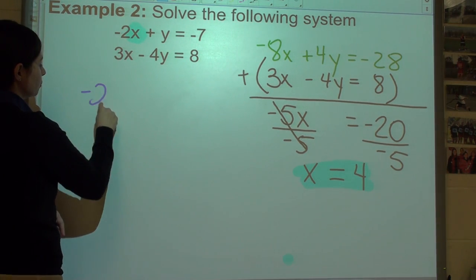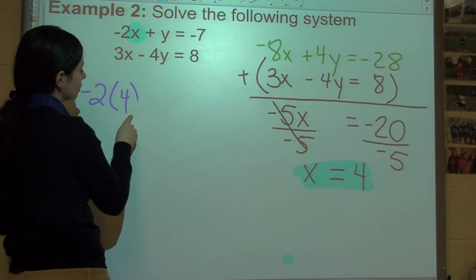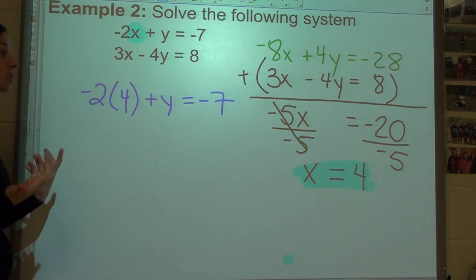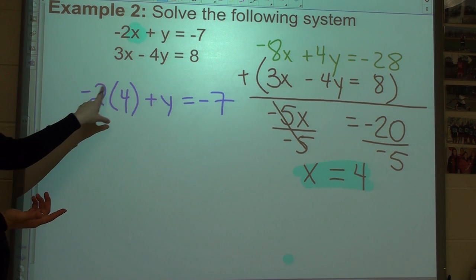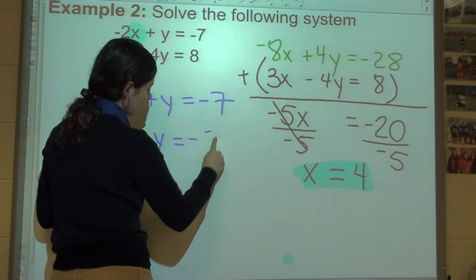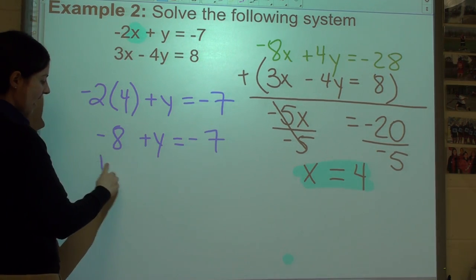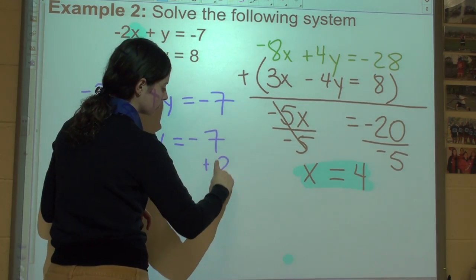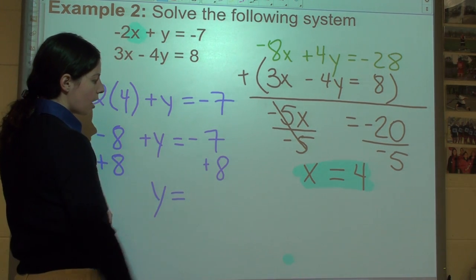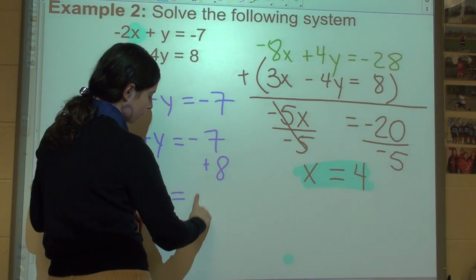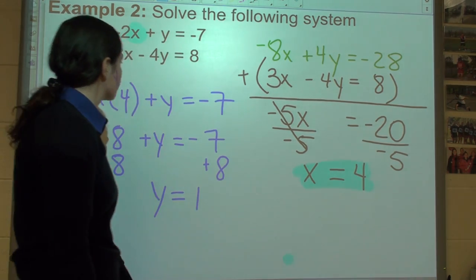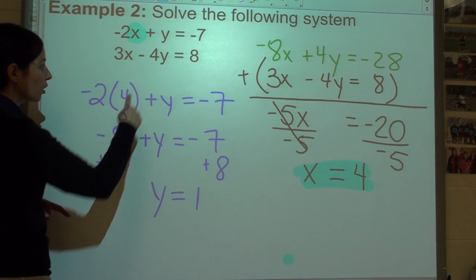So I have negative 2 times 4 plus y equals negative 7. And now we're going to solve for y. Negative 2 times 4 is going to give me a negative 8 plus y equals negative 7. I'm then going to add 8 to both sides. Negative 8 plus 8 cancels, so I'm just left with y. And then negative 7 plus 8 is going to give me a positive 1. So I think the solution for this system is going to be (4, 1).